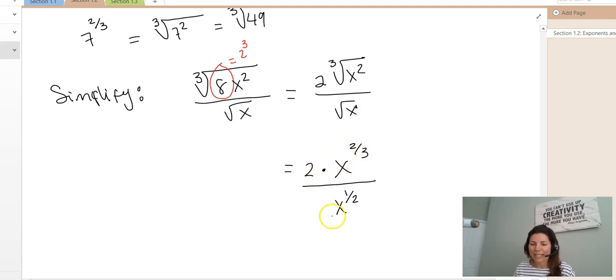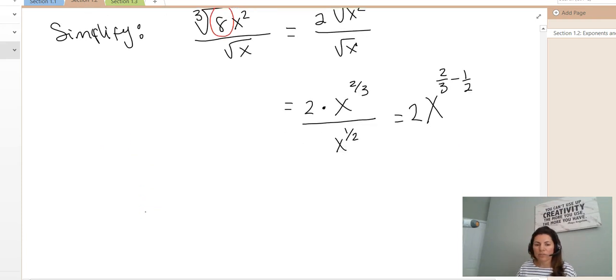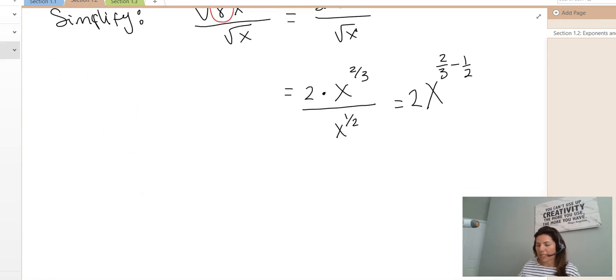And so now I'm dividing the same bases. So now the rule of exponents is that when I divide the same bases, we subtract the exponents. So this will be x to the 2/3 minus 1/2. And now we can simplify that. So let's do it on the side over here. And I'm going to use a different color. So 2/3 minus 1/2. So I'm going to say side work.